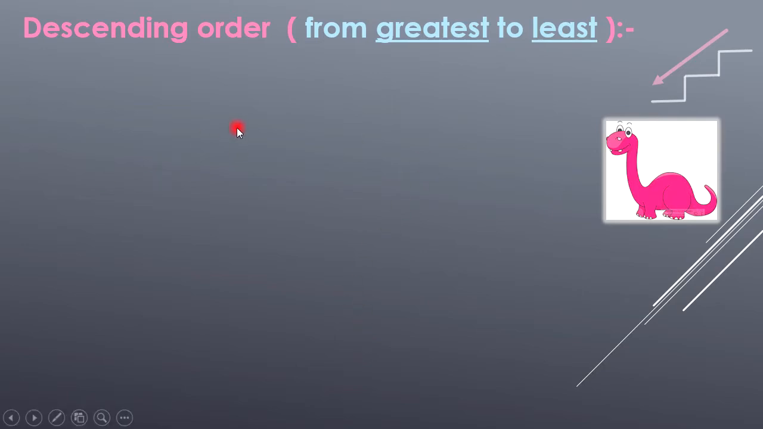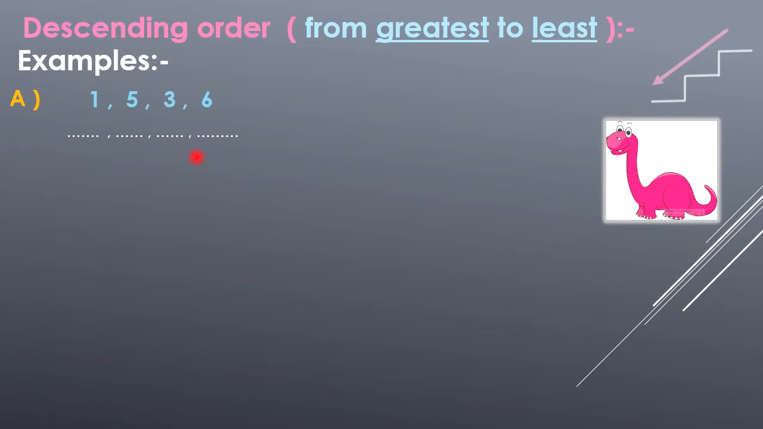Okay, let's see an example. Example letter A. I have 1, 5, 3, and 6. I want to order the numbers from greatest to least. So I should look from the biggest number to the smallest number. Where is the biggest number here? Yes, it's 6. The biggest number is 6. So I cross this and the first number will be 6.